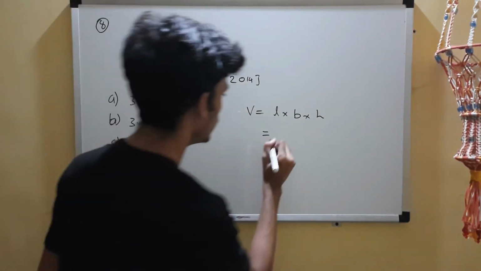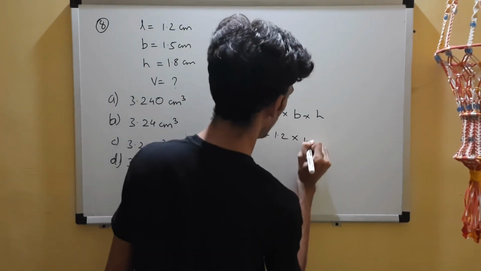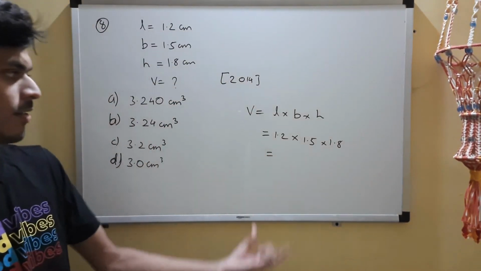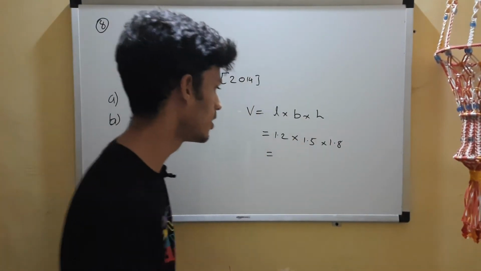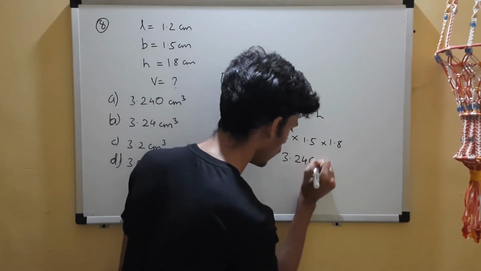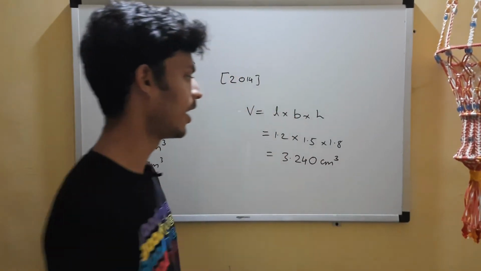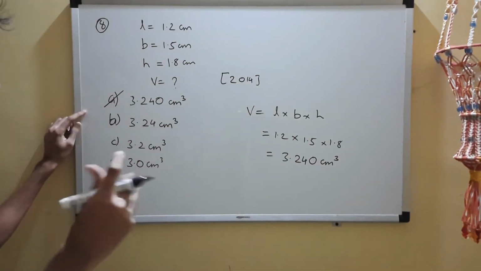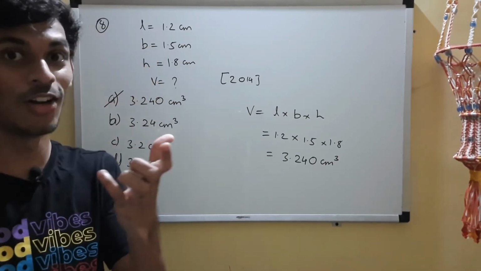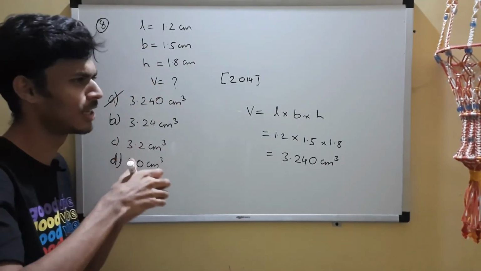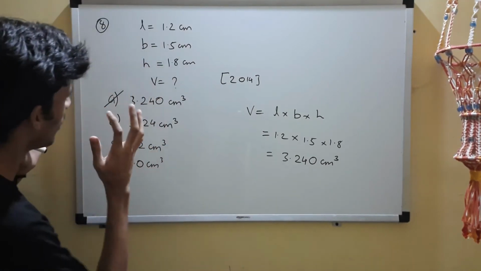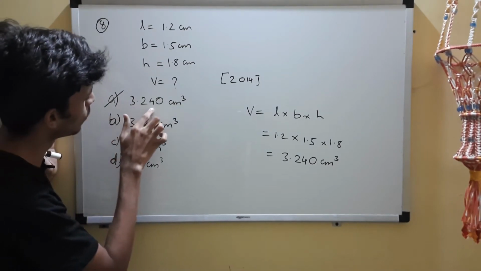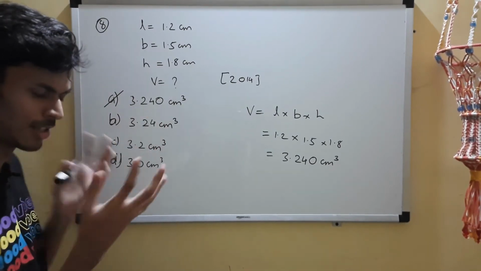So length is 1.2, breadth is 1.5, height is 1.8. Okay, so once you calculate this, the answer that you will get is 3.240 centimeter cube. Okay, and now don't be in a hurry to mark this. This is in fact not the correct answer, because of significant figures. Now those who don't know significant figures might be scratching your head, how is this different from this? You will be thinking, how is 3.240 different from 3.24? They mean the same thing, right?